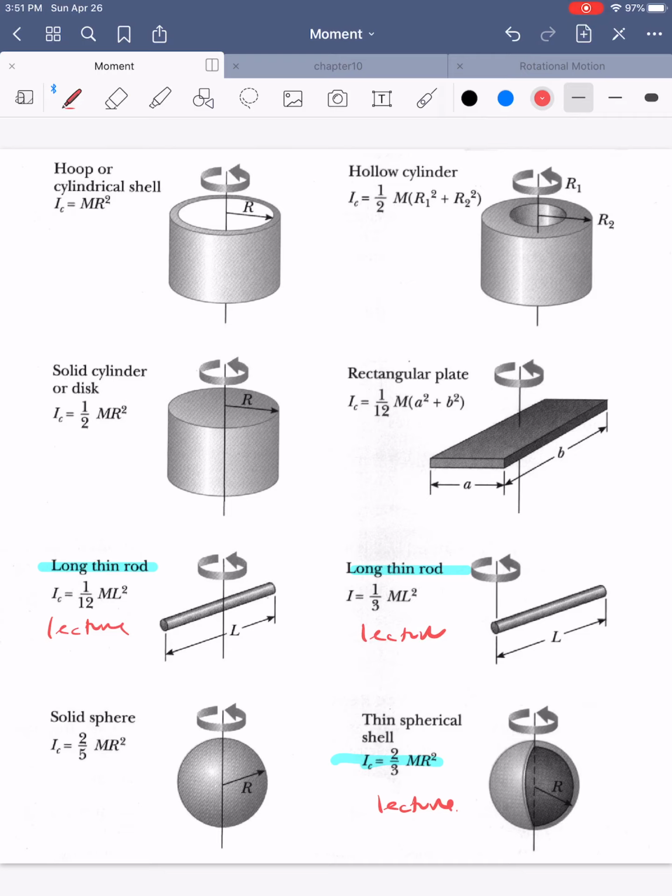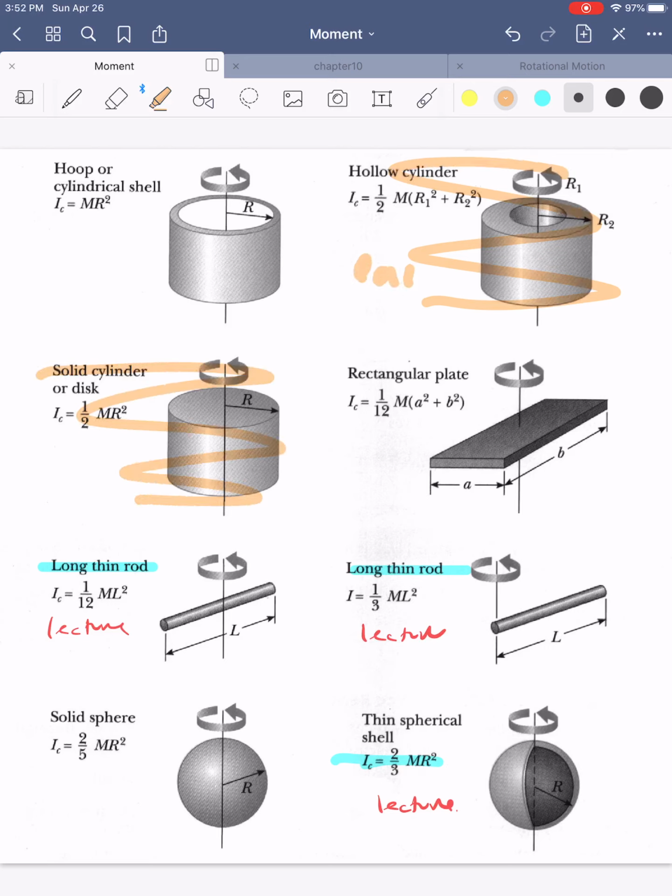In your lab, so in lab, you're actually going to be finding this one and this one in the rotational inertia lab that we're going to start Wednesday and Thursday of this week. I'm going to give you a handout online how to find this one.